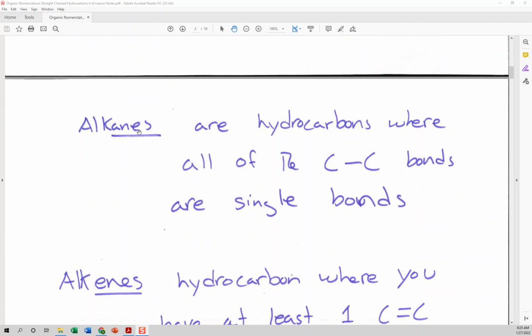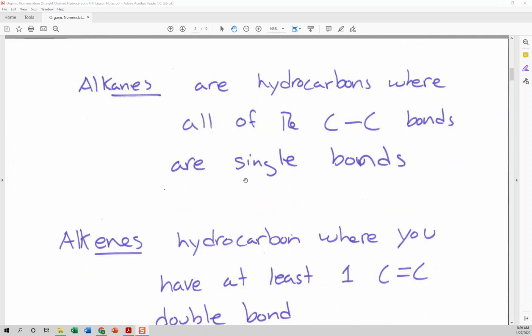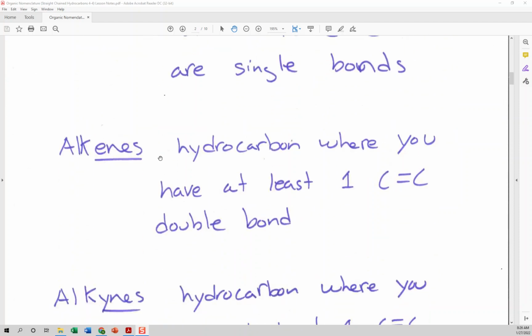An alkane, by definition, is saturated. We'll talk about what that means in class. Right now, we're really just going to focus on the nomenclature. Alkane means you have a saturated hydrocarbon, but really what that means is all the carbon-carbon bonds are single bonds. So what's an alkene? An alkene is a hydrocarbon where at least one of the bonds is a carbon-carbon double bond.